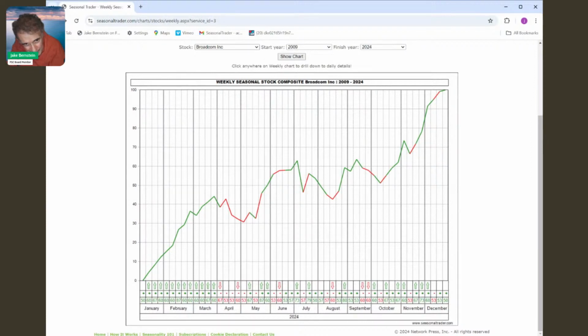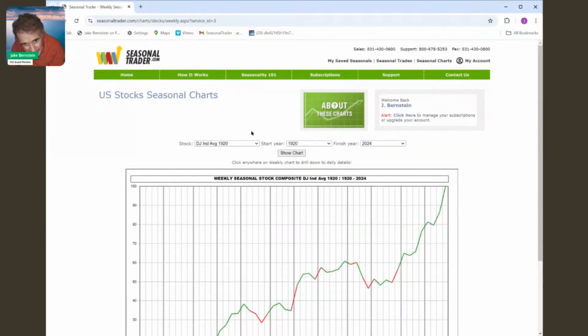In fact, let me show you the best seasonal trade that's coming up the entire year. Dow Jones, right over here. Just bear with me. And here comes the Dow. 1920 to 2024. So we're talking over 100 years of data here. So I ask you to think about this. Is the methodology that you're using so extensive that it covers 100 years of history? And I want you to think about what has happened during that 100 years.